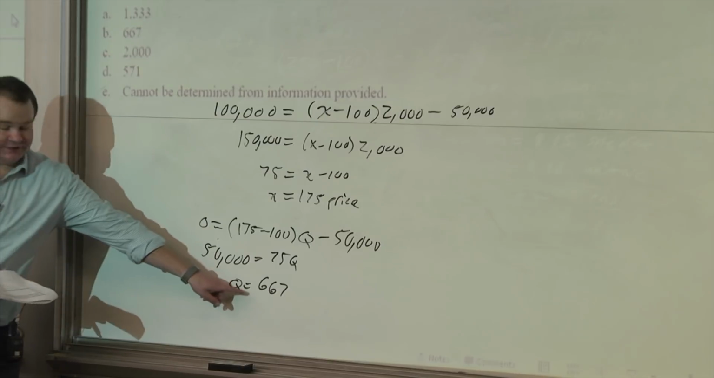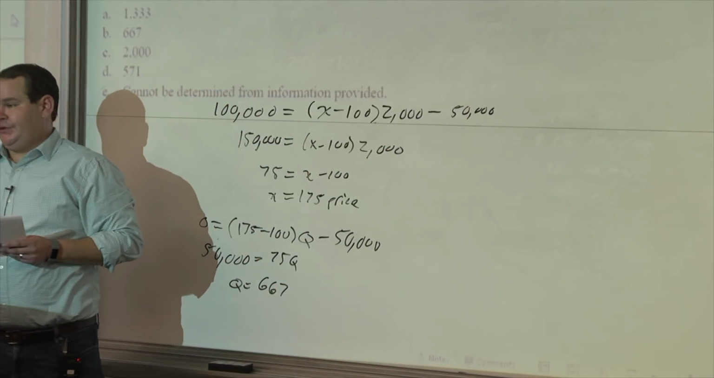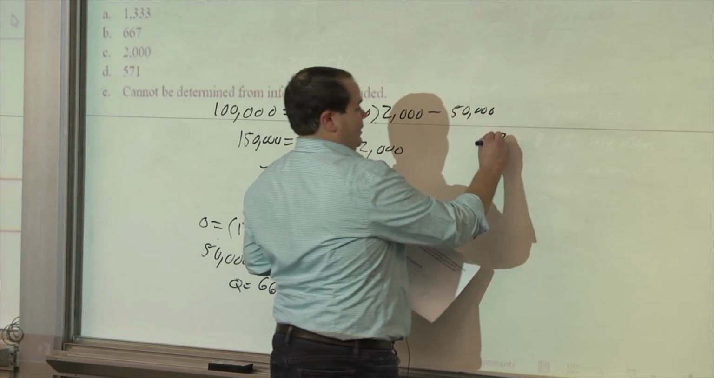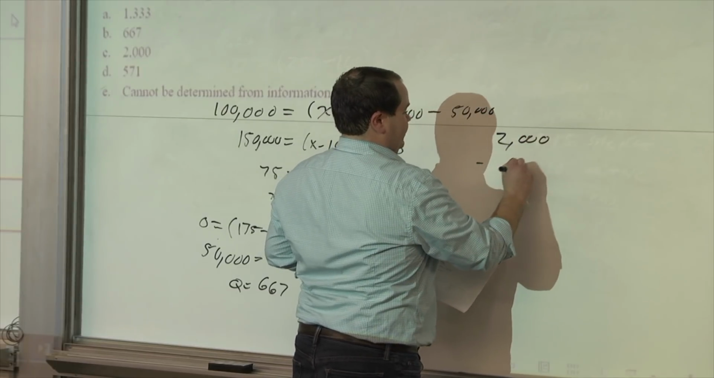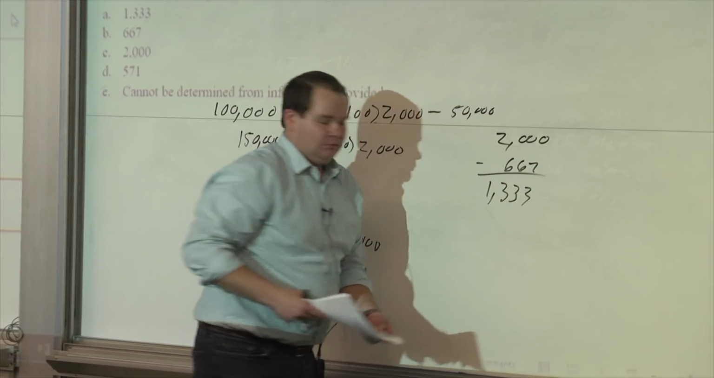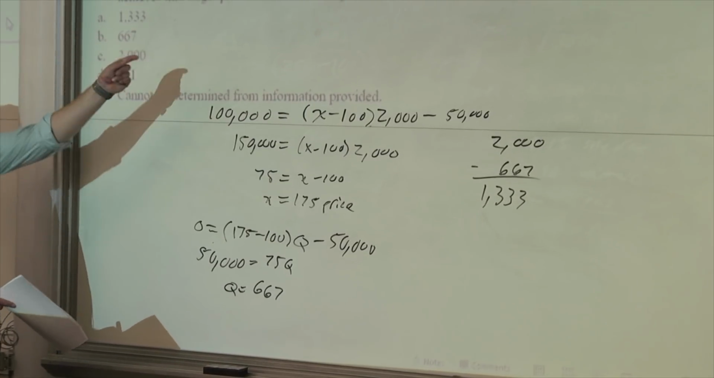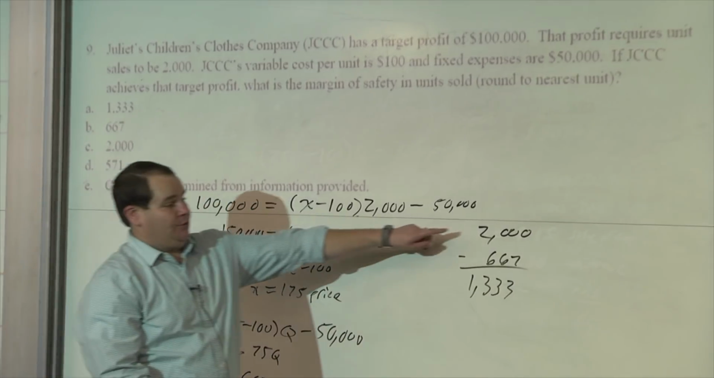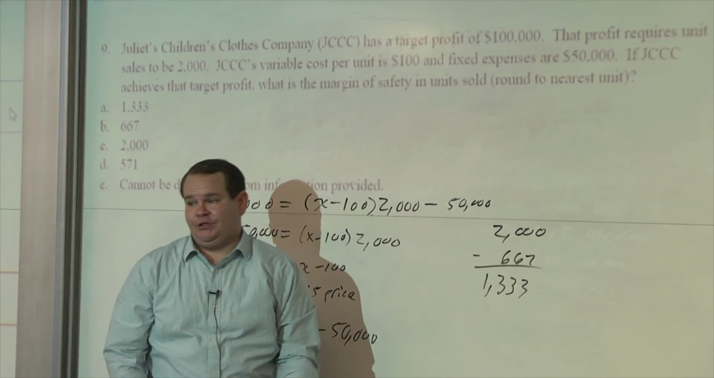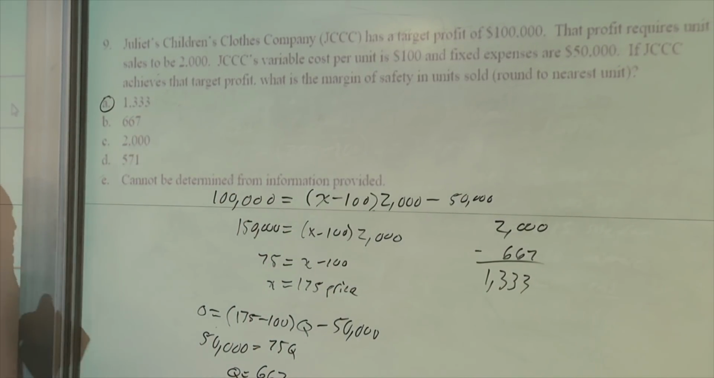So if we sell 667 to break even, how many did we sell for our target profit? 2,000, right? So we just take the 2,000 minus 667, which is 1,333. Okay? So this margin of safety in units sold: this is how many units we sold, and this is how many units we would have had to sell to break even. So the margin of safety is 1,333.